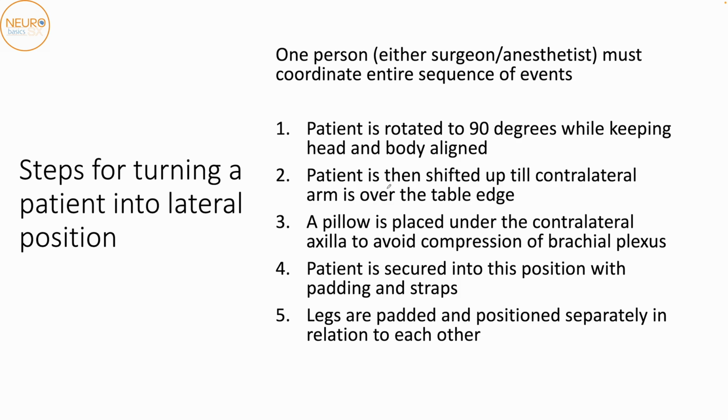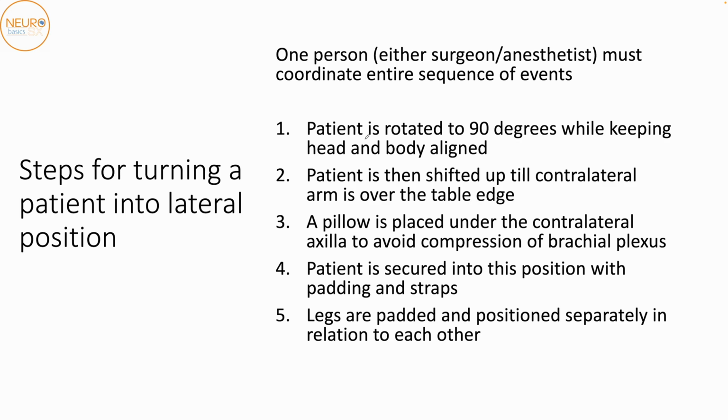Now, what are the steps for turning a patient into a lateral position? So there is an important sequence of events to be followed. There should be one person who must coordinate the entire sequence of events, either the surgeon or the anesthetist. Right? So remember, for lateral position, we want at least two people to be standing on either side of the patient. Now, once the patient is in a supine position, you want to hold the head and the endotracheal tube and make sure that nothing slips out.